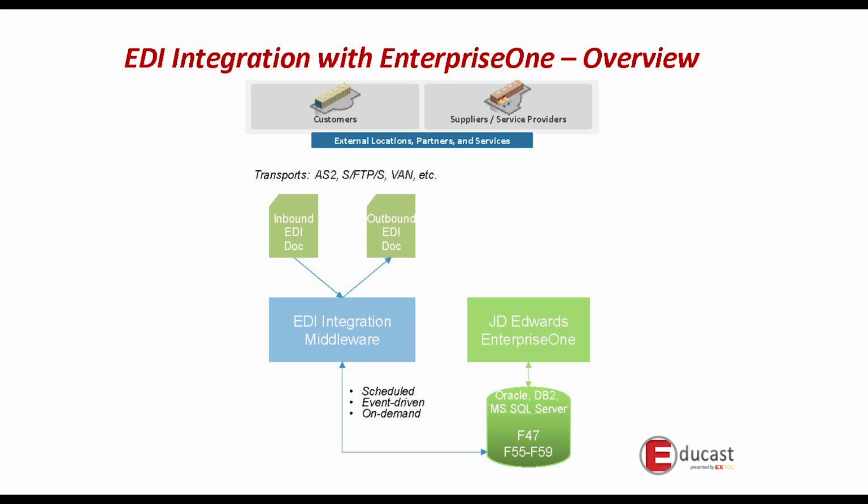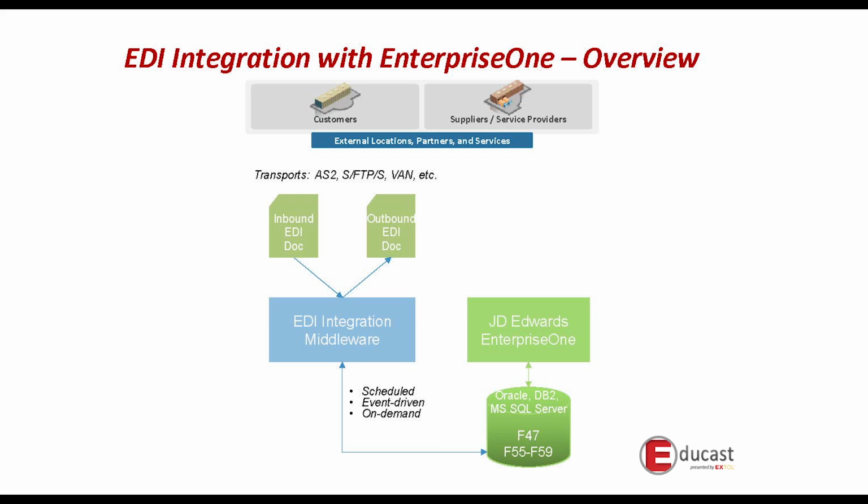And then at the lower right, we see the EnterpriseOne application system, which includes the database in which application data are maintained. Now, EnterpriseOne exposes multiple interfaces for integration with external systems. For EDI integration, the standard J.D. Edwards interface is called the Data Interface for Electronic Data Interchange. And that interface consists of a set of database tables which are identified using the code prefix F47. So you'll hear us refer to F47 tables throughout this presentation.